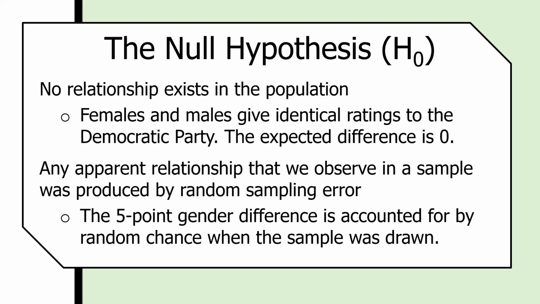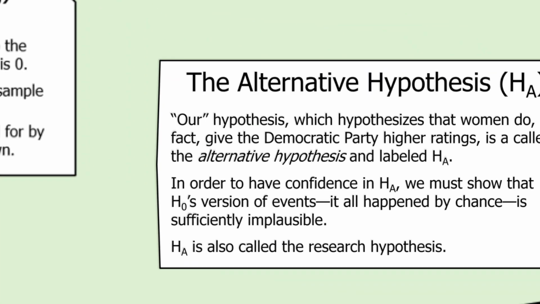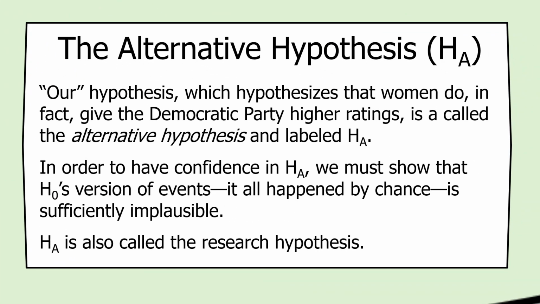So our hypothesis, which is the alternative hypothesis, says that women do in fact give the Democratic Party higher ratings. This is called the alternative hypothesis and labeled H sub A.